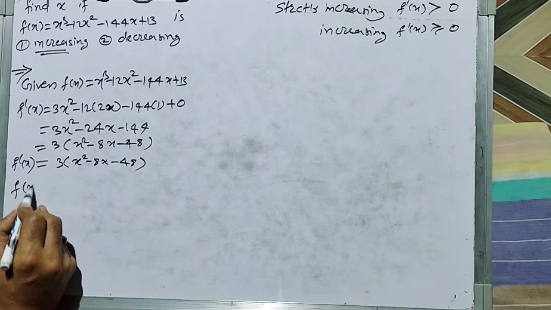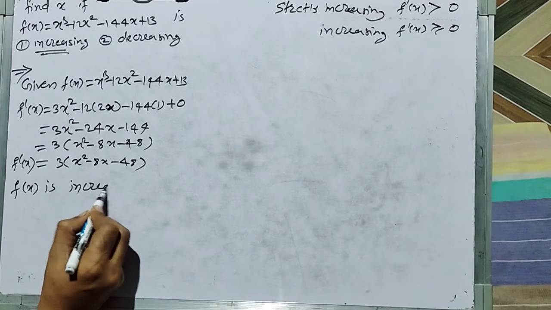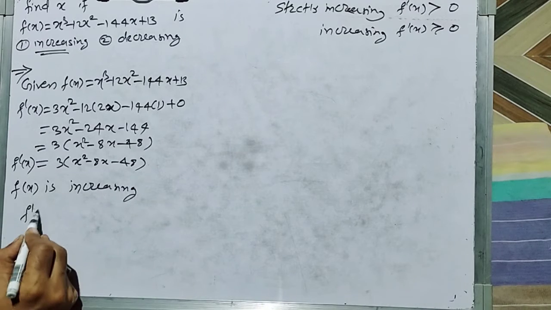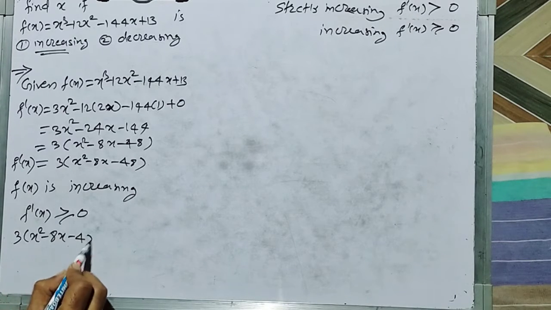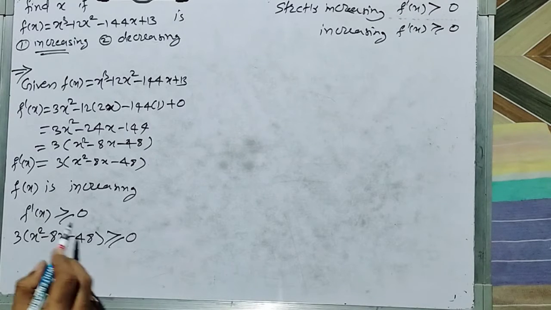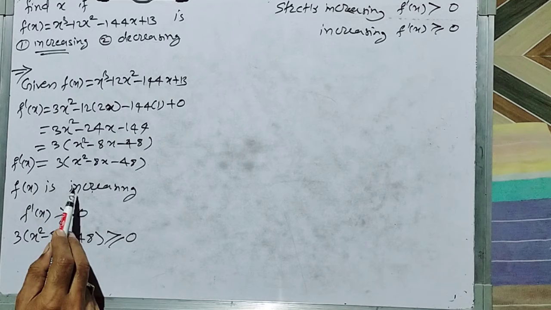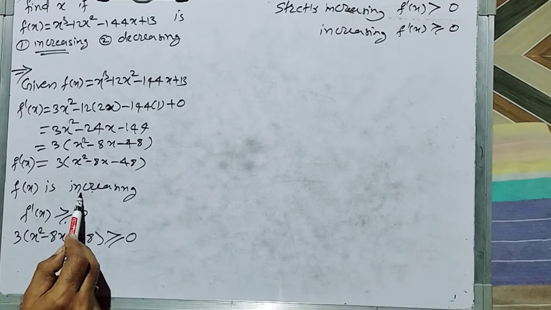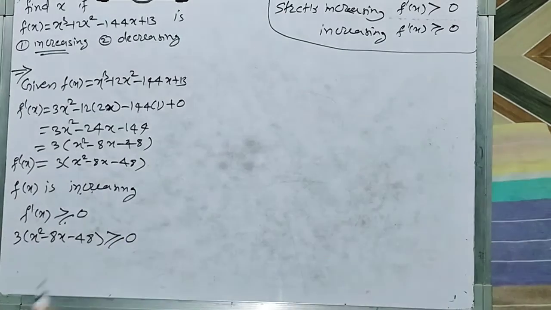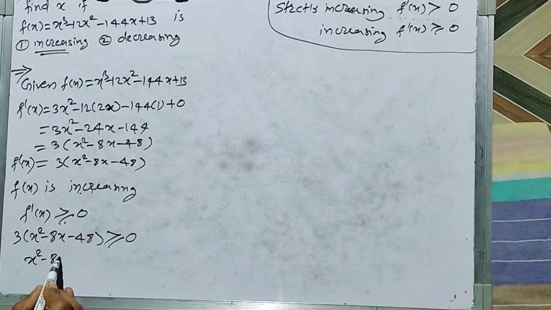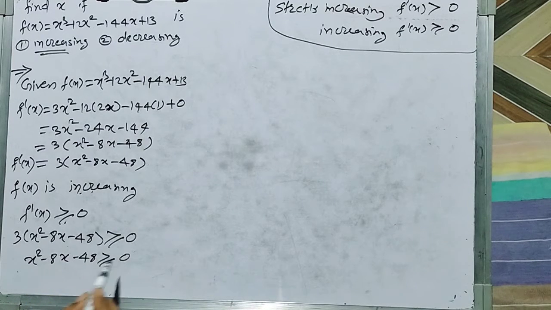Now here f of x is increasing. Increasing means what? So f dash of x must be greater than or equals to 0. It means here 3 into x square minus of 8x minus of 48 is greater than or equals to 0. Here increasing means greater than or equals to. If it is strictly increasing or monotonically increasing means simply greater than 0. So here x square minus of 8x minus of 48 is greater than or equals to 0. It means x square minus of 8x is greater than or equals to 48.